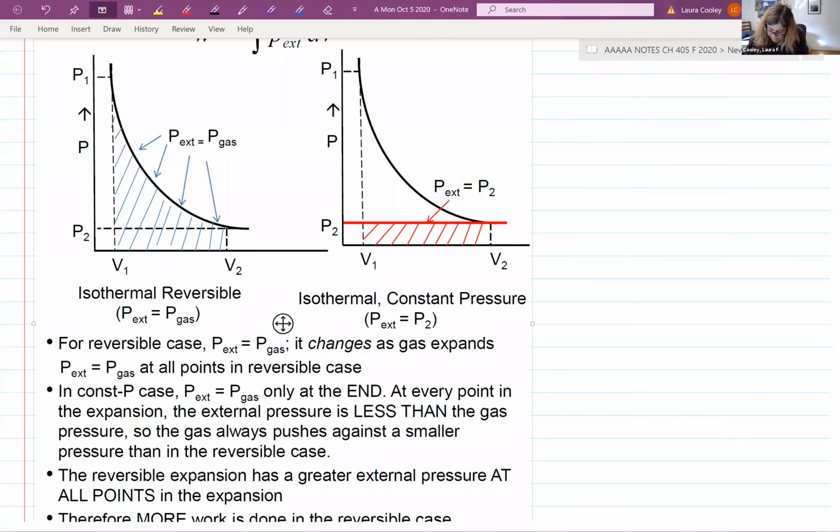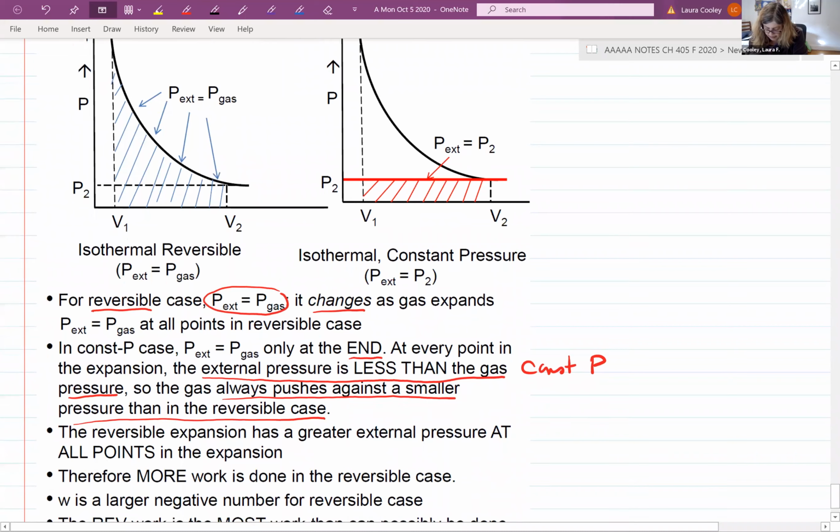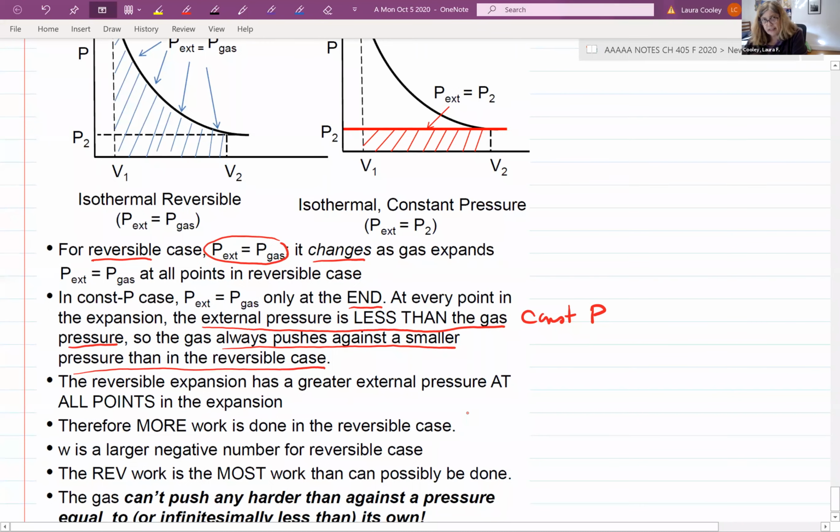So P external always equals P gas for the reversible case. It changes as the gas expands. That's not true in the constant pressure case. They're only equal at the end. At every point, the external pressure is less than the gas pressure for a constant pressure expansion. So the gas always pushes against a smaller pressure in the constant pressure case. The reversible expansion has a greater external pressure at all points. So it's pushing against a greater pressure. So more work is done in the reversible case.